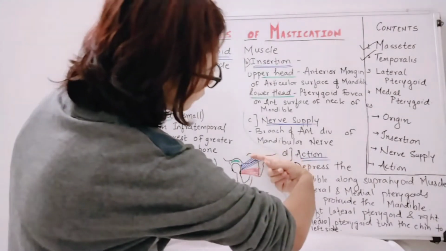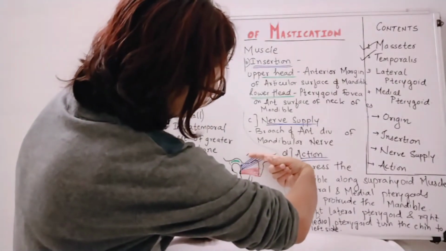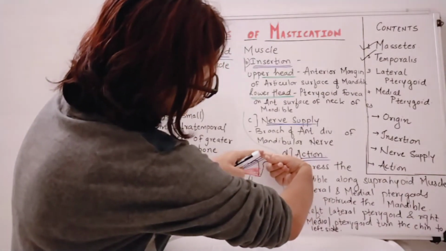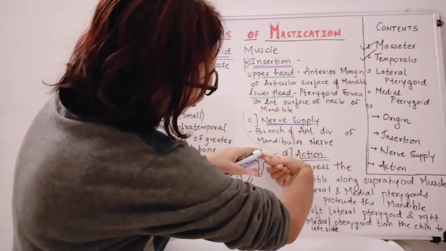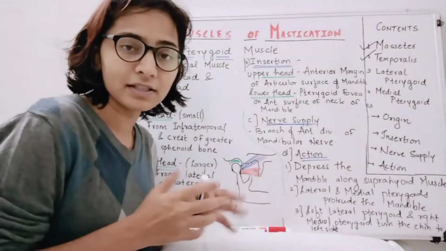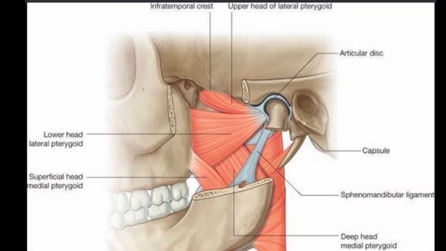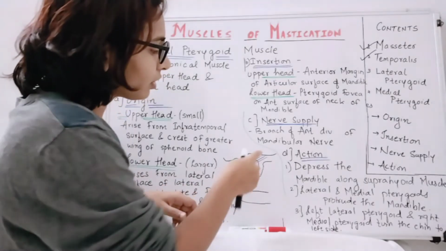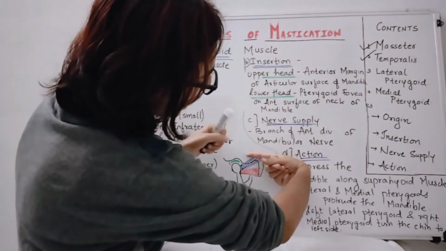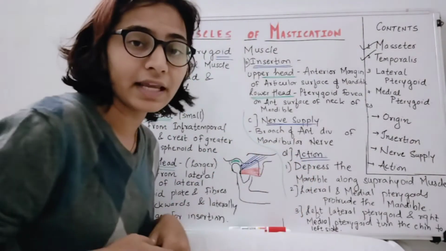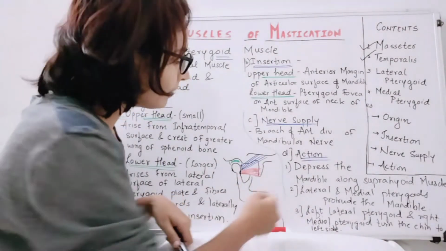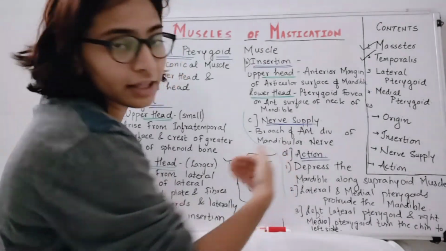infratemporal surface. Suppose this is my infratemporal bone, from the surface this muscle is going to originate, and on the infratemporal crest, this is the crest. So I hope it's clear. Okay, so the upper head originates from the infratemporal surface and infratemporal crest of the greater wing of sphenoid bone, and lower head originates from the lateral surface of lateral pterygoid plate.